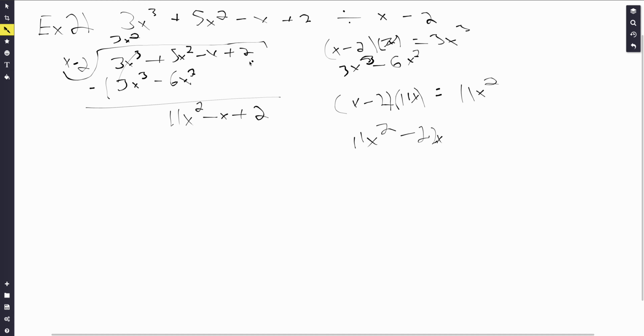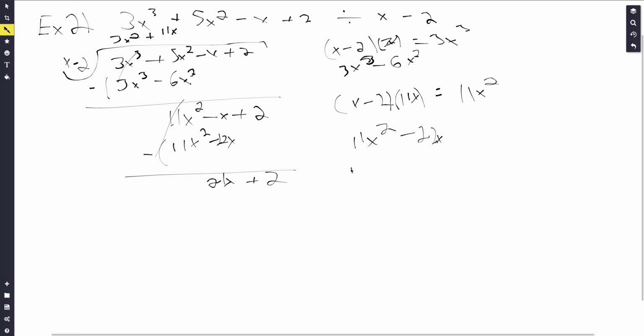And yeah, this is the fundamental thing you guys have to know from most classes. So we add 11x right here, and then we're subtracting 11x squared minus 22x. So those cancel out, and that becomes positive. So this becomes 21x plus 2. Alright, we have that right here.